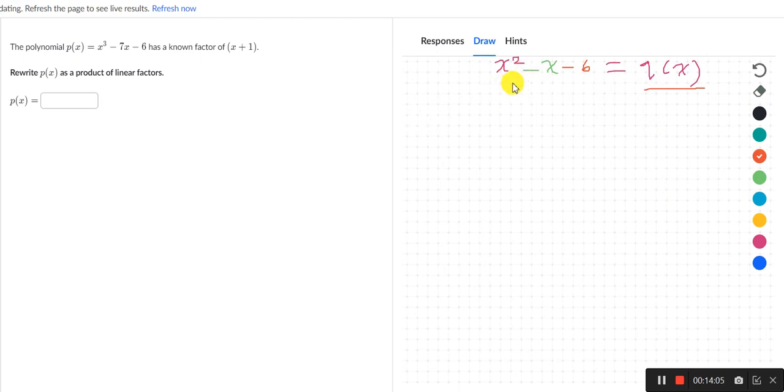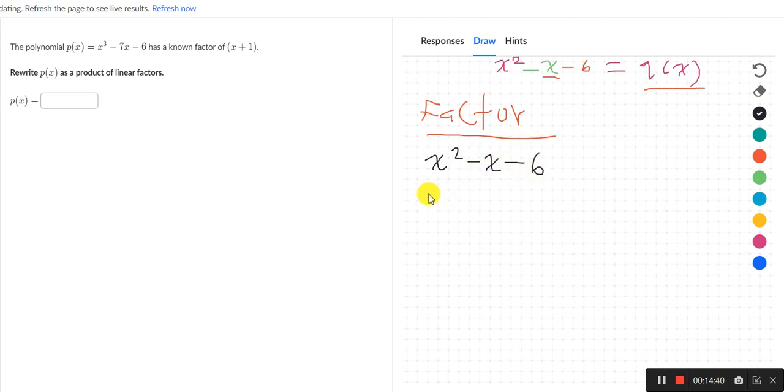And we need to factor this, because they're asking us to rewrite as a product of linear factors. This is not a linear factor. This is a squared, it's not linear. This is linear. So let's factor q of x. Step 1. Let's rewrite q of x: x squared minus x minus 6.